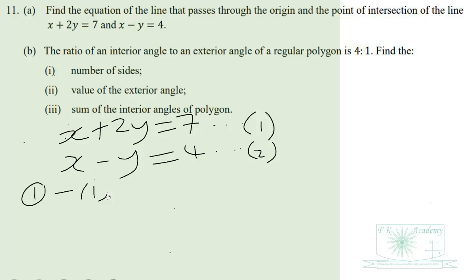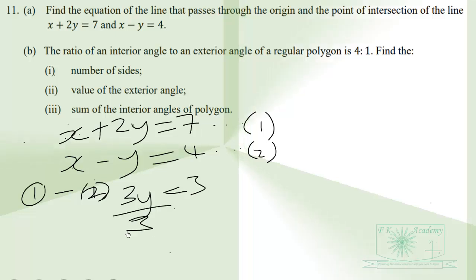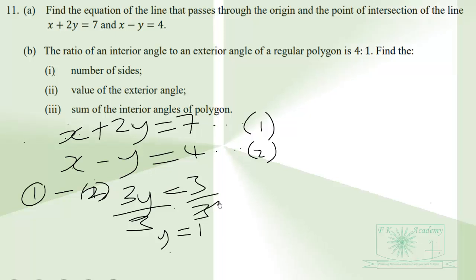Equation 1 minus equation 2 will give us x minus x, which is 0. Then we get 2y minus negative y, that will give us 2y plus y, which is 3y. Then we have 7 minus 4, which is going to give us 3. So dividing through by 3, we get y equal to 1, because 3 will go into itself once.